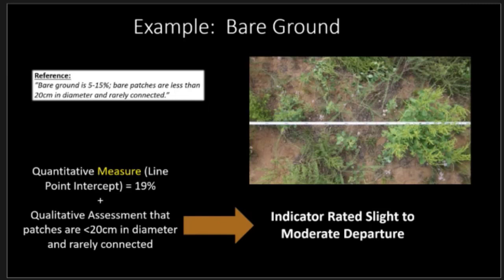Many indicators can be rated using a combination of qualitative observations and quantitative data. In this example, bare ground was measured using a line point intercept, and the size and connectivity of the bare patches was observed. Although total bare ground was slightly higher than expected, the patches were within the expected range and rarely connected, so bare ground was rated as slight to moderate departure.